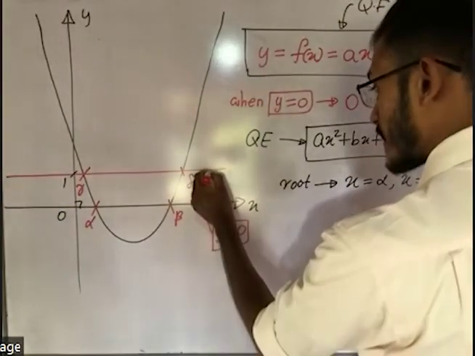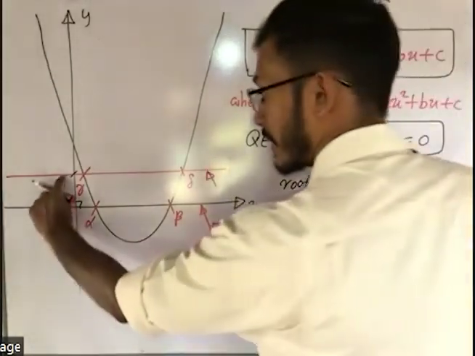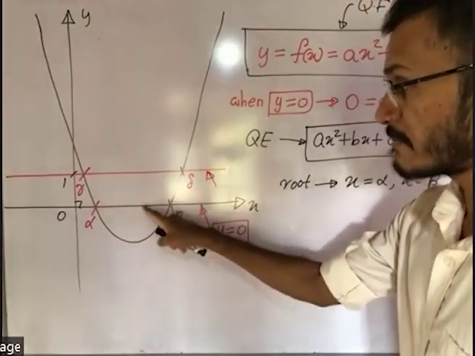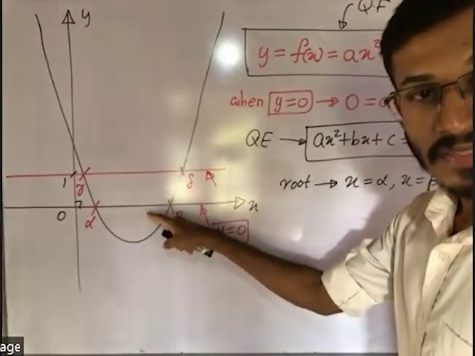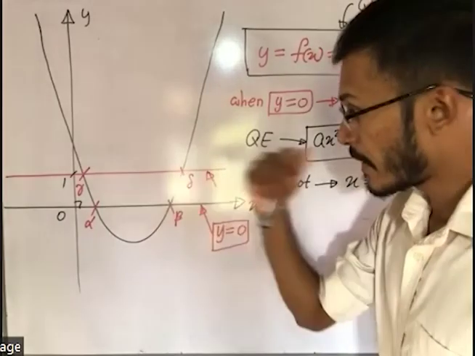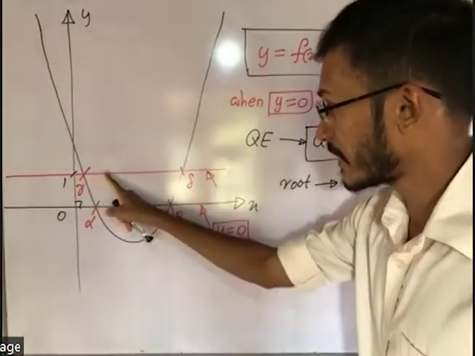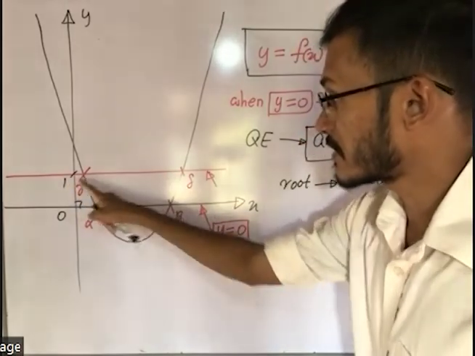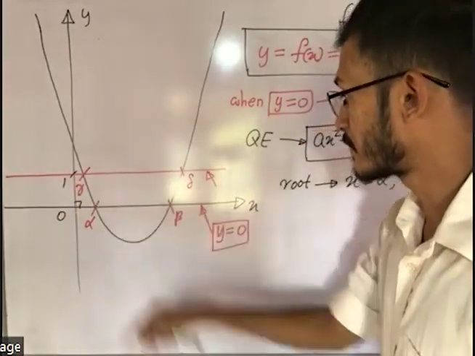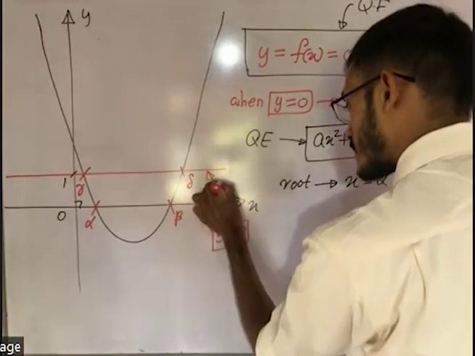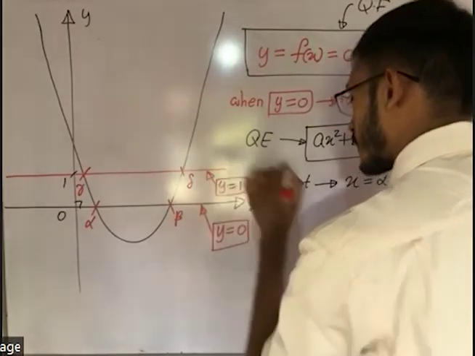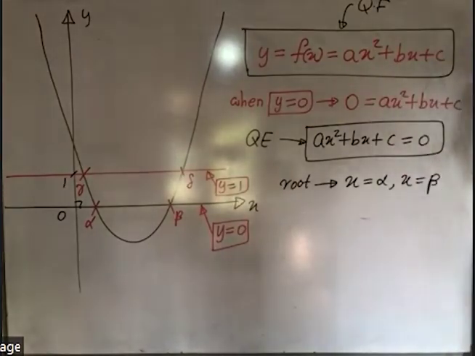So here the y value is 1. This straight line is parallel to the x-axis. Every point on this straight line has the same y value, that is 1. Therefore, we can write the equation of this line as y equal to 1.